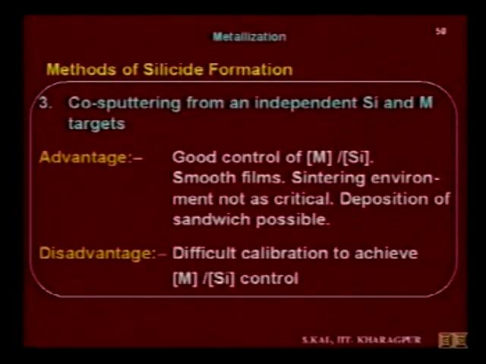Metal silicon molar ratio control. Okay. These are the advantages and disadvantages of this third method. Now, let us go for the fourth method.